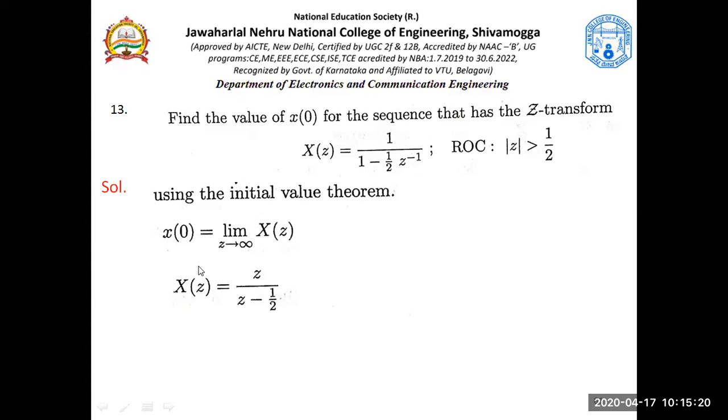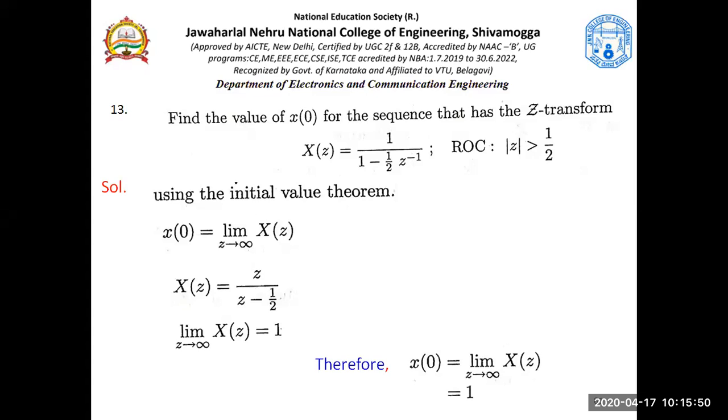So what does that mean now? Differentiating z with respect to z is 1. So in the numerator you have 1. Differentiating z with respect to z here again gives you 1. But differentiating this half with respect to z would give you 0. So you have 1 by 1. So x of z is 1. If you apply limit z tending to infinity to this x of z, that will give you 1, and that is your x of 0.